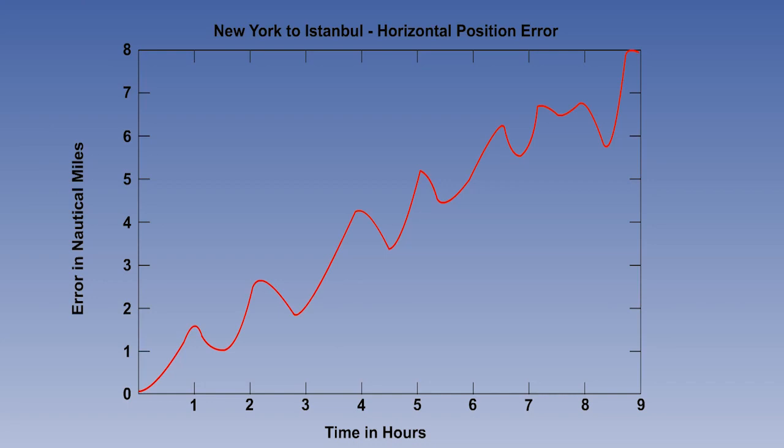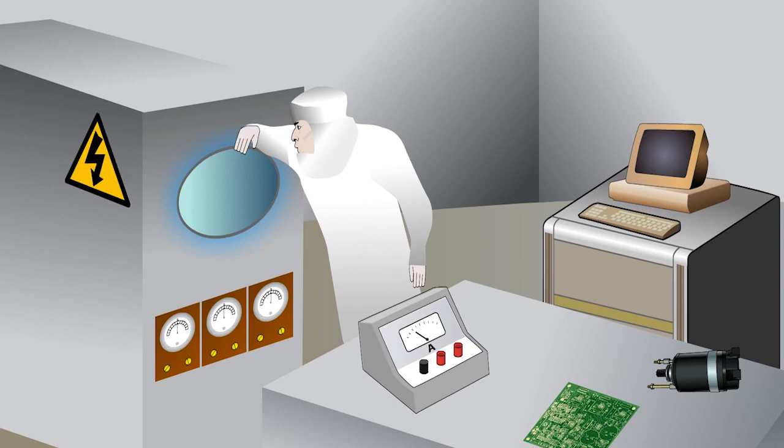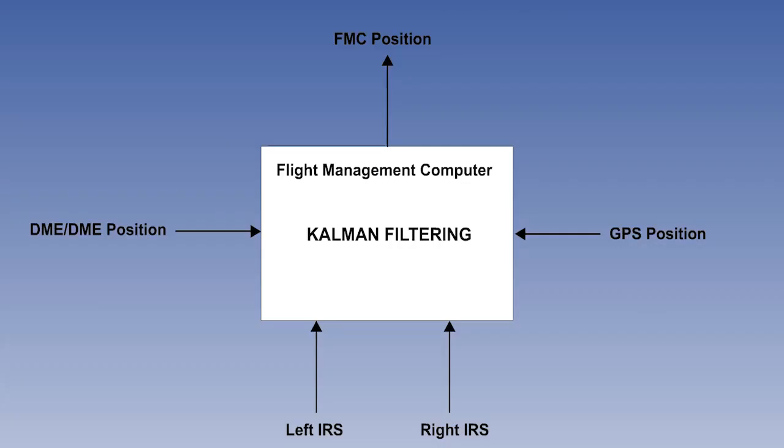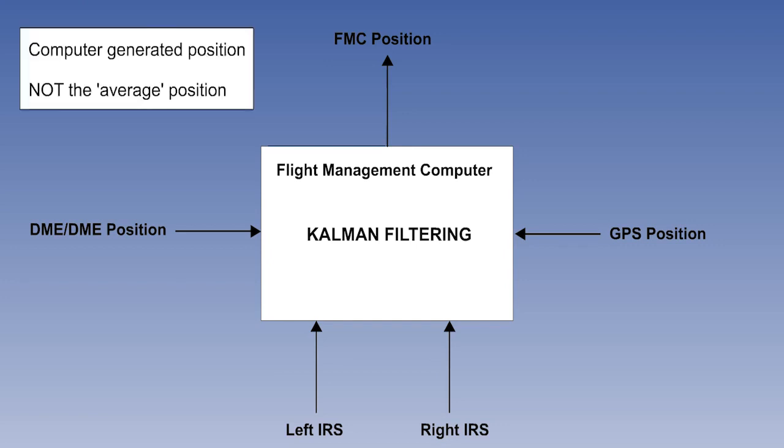They give an error propagation pattern like this. On a standalone INS, these errors cannot be removed. They can be minimized by the use of more accurate components and expensive engineering techniques. However, the later generations of inertial systems are only one of several sources of position in a flight management system. And a statistically most probable position is computer-generated by the Kalman filter in the FMS. However, the FMC position is not the average.